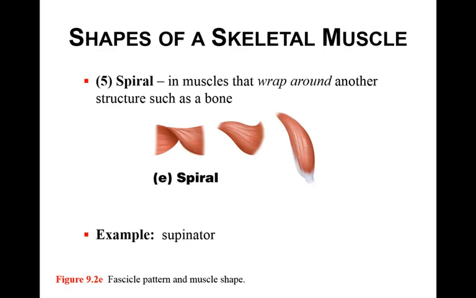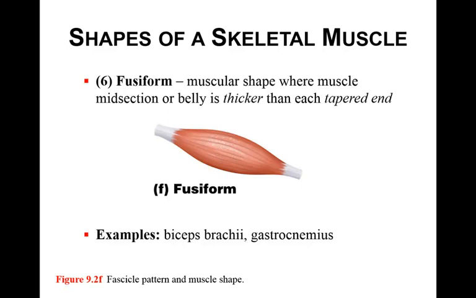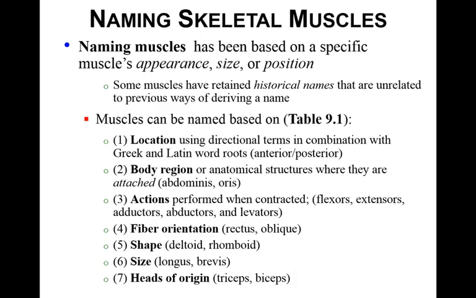Okay, then you have spiral. This is where muscles wrap around another structure such as a bone. Your supinator, which is in your arm, is an example of a spiral muscle. And then lastly we have the fusiform, and this is where the midsection or the belly of the muscle is thicker and the ends are tapered. Okay, so you have that fusiform shape. Your biceps brachii and your gastrocnemius are both great examples of fusiform shaped fascicle arrangement of the muscle.